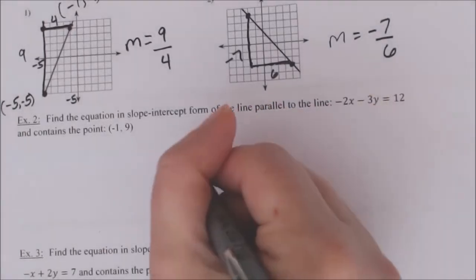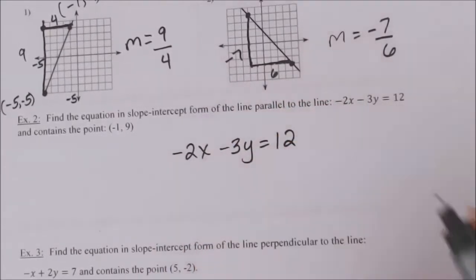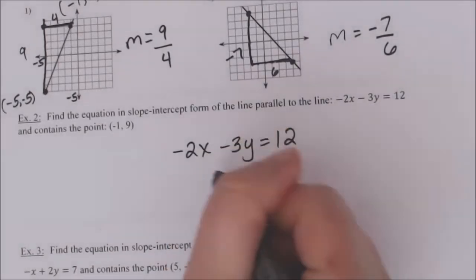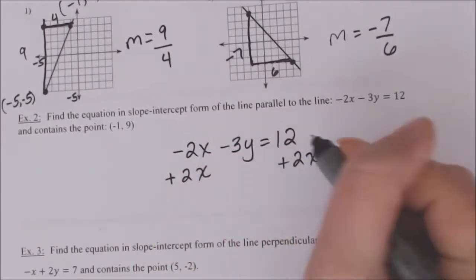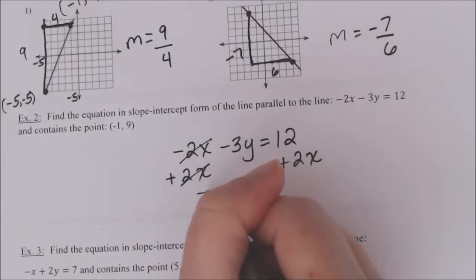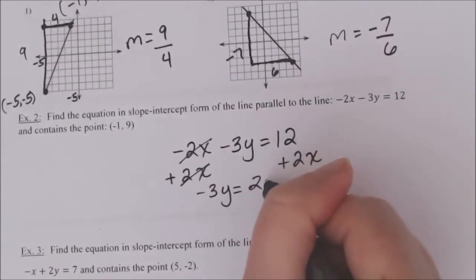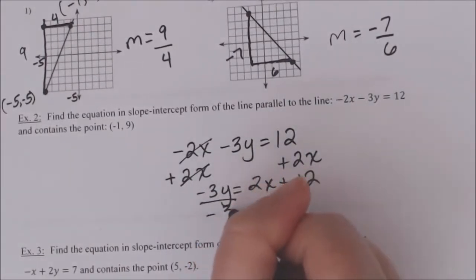So let's take this line. I'm going to rewrite it down here just so it's a little bit bigger. And to get the slope of this line, I need to put it in slope-intercept form, which means I need to rearrange it and solve it for y. So I'm going to move the x term to the other side first. So I'm going to add 2x. So those go away. So I have -3y equals, and I'm going to write the x term first, 2x plus 12. And then divide by -3.